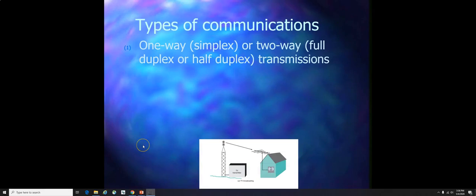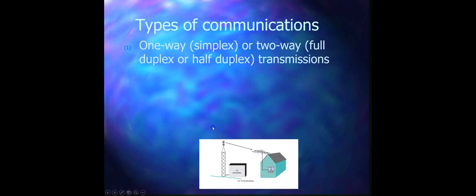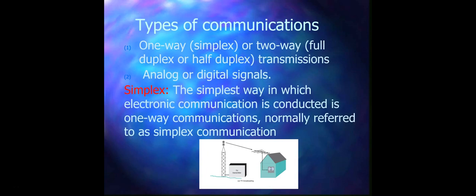Now moving on to the next slide. Here we are going to learn about types of communications. Under that, first we have one-way or two-way transmissions. One-way is called simplex, and two-way is called full duplex or half duplex. And there is another type of communication, which is analog or digital signals. So let's begin with simplex.